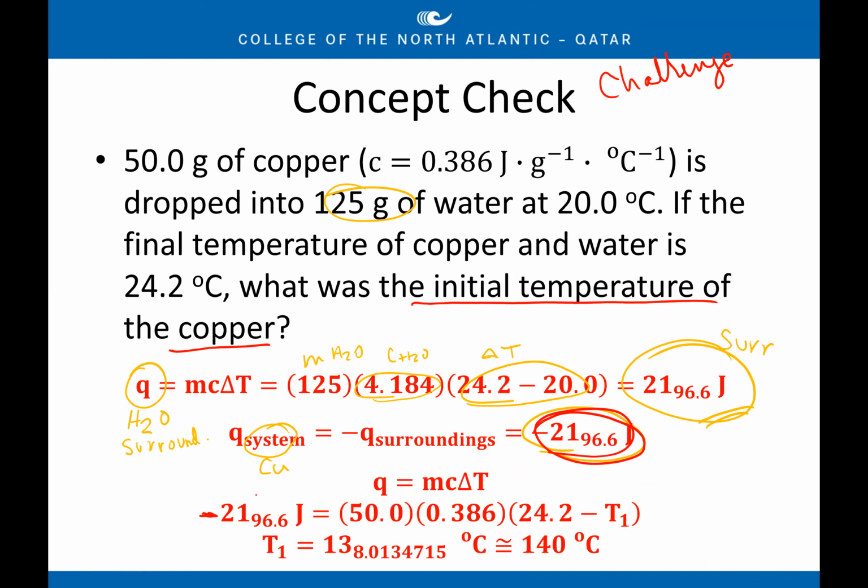So this is my Q. My mass of copper is 50. The heat capacity of copper is 0.386. That's in the question. And the final temperature, or I guess we would call it T2, is 24 degrees. So you would have to solve for T1.